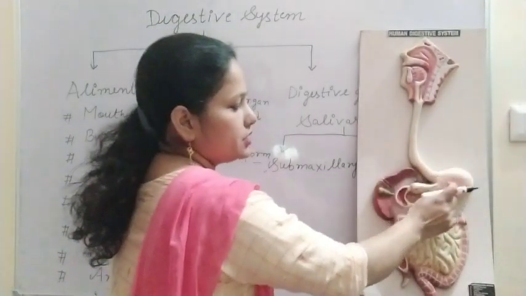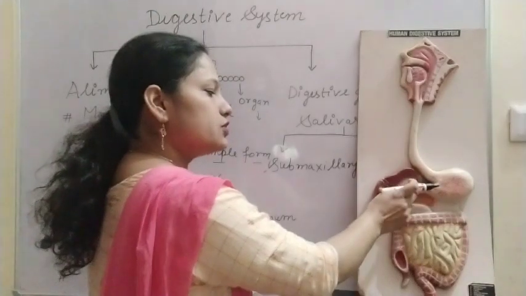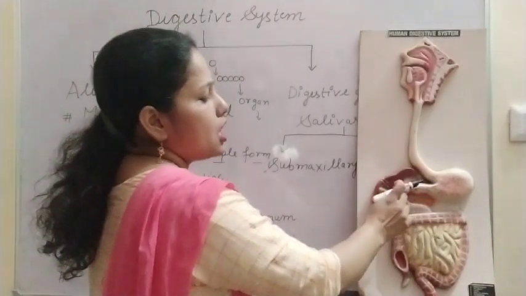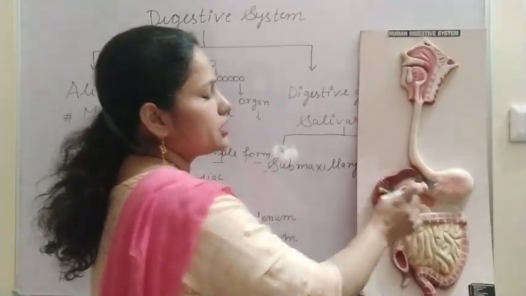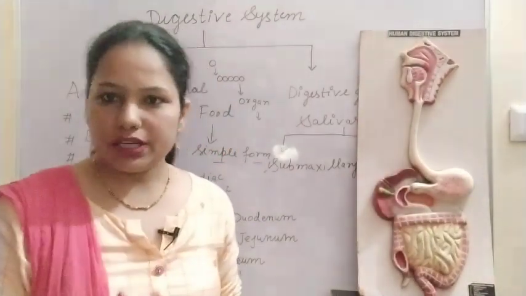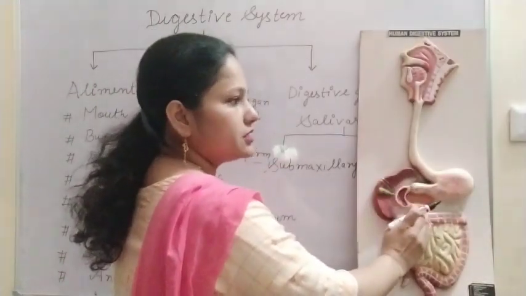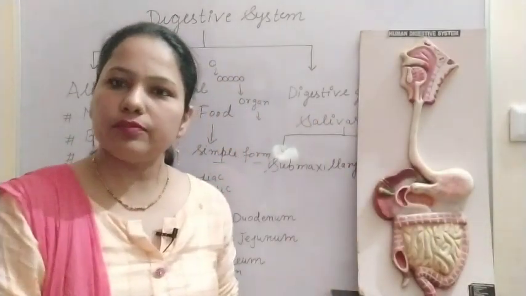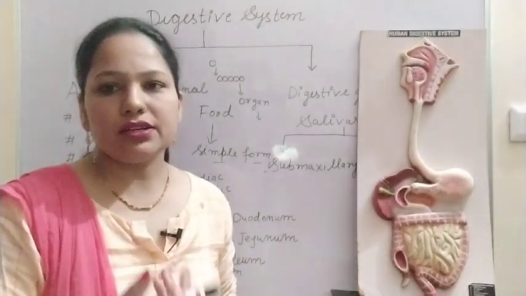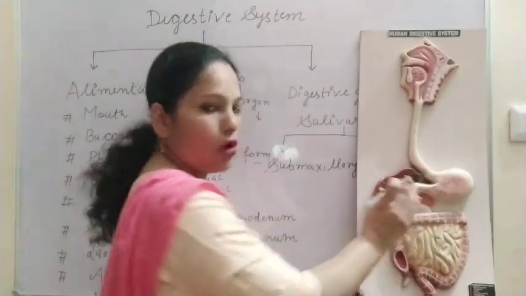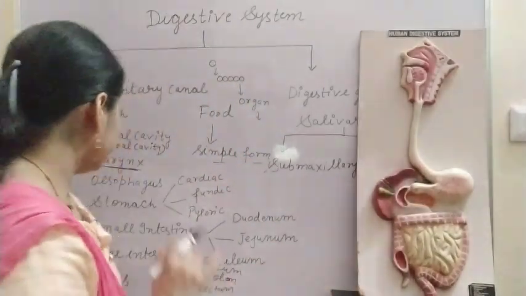Okay, so you can see the stomach. Then the stomach opens into a C-shaped structure, and this C-shaped structure is a part of the small intestine. So next part after the stomach, that is the small intestine, then large intestine, and rectum and anus. There are different parts of the small intestine also.